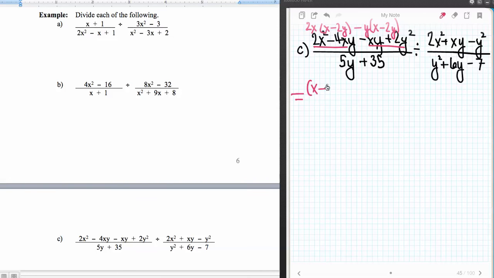So that GCF I'm going to write down, x minus 2y. Make sure you don't square that. Remember, it's a GCF. You write the GCF down. And then out of the first term I'm left with a 2x, minus, out of the second term I'm left with a y. In the denominator, I simply have a GCF of 5, so I write that GCF, and then I take it out of my first term, I'm left with an x. I take it out of my second term, I'm left with a 7, and I'm done.